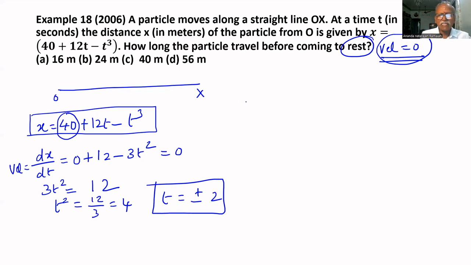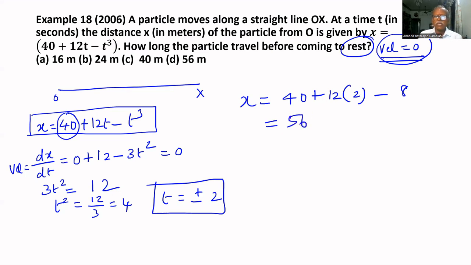So we have to find the x. It is moving along this line. Substitute the t value here. What will you get? 40 plus 12 multiplied by 2 minus, if you cube 2, you will get 8. So 40 plus 24 is 64, minus 8, you will get 56. So x equal to 56 when velocity is 0.